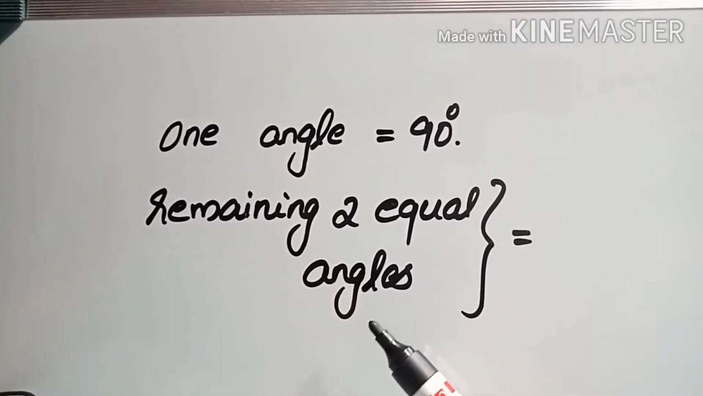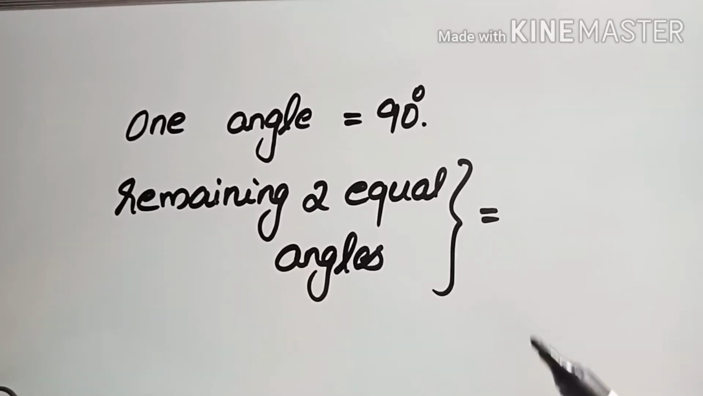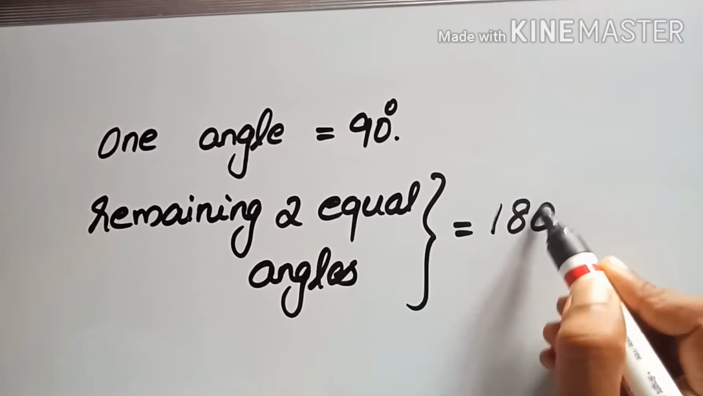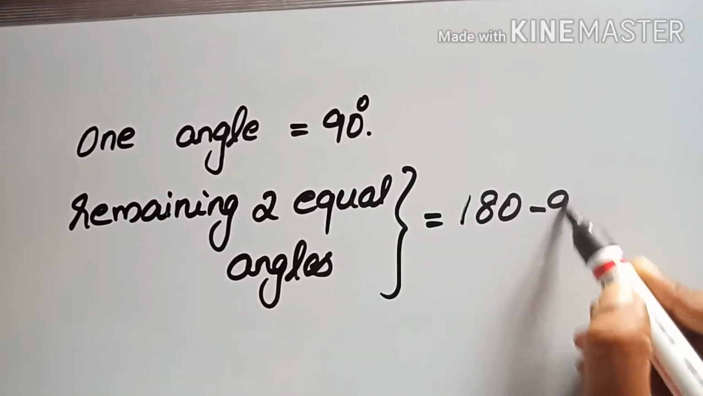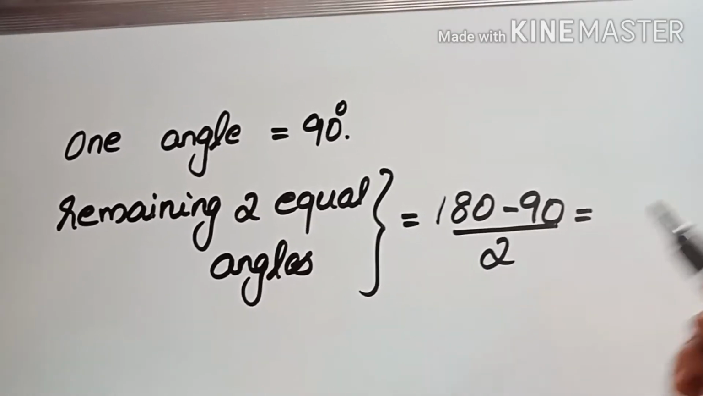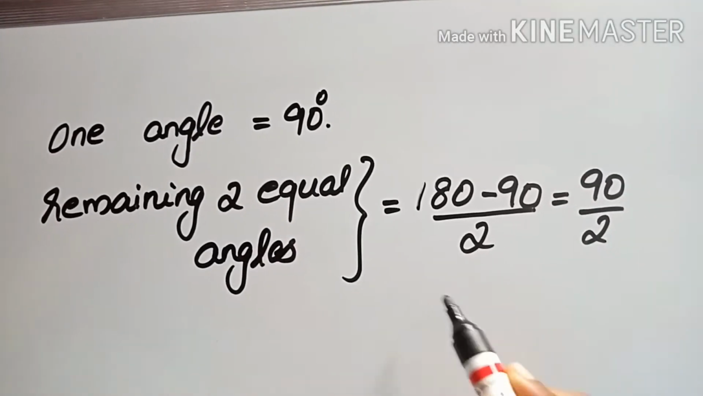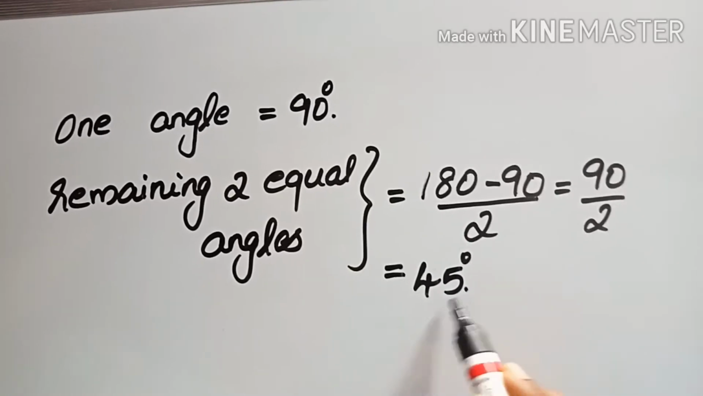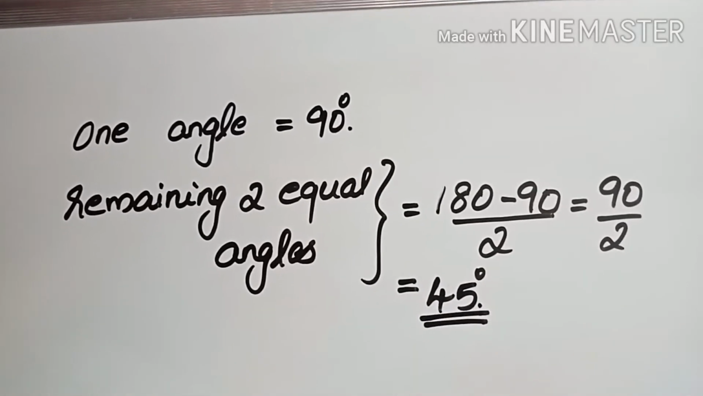So the remaining two equal angles, how do we find them, as in the previous problem? What was the equation? The equation was 180 minus that given angle, that is 90 here. So 180 minus 90, whole divided by 2. 180 minus 90 is 90, divided by 2. So 90 by 2, the answer is 45 degree. So 45 degree is one angle. The next will also be 45 degree.